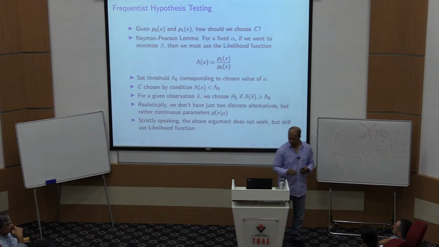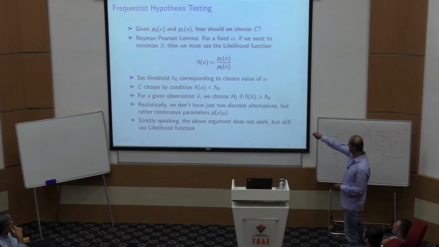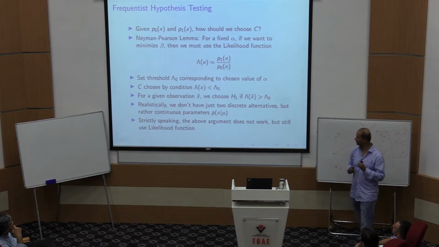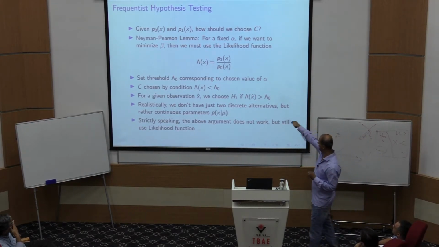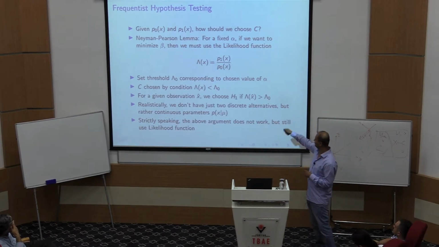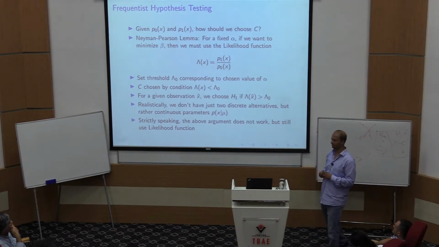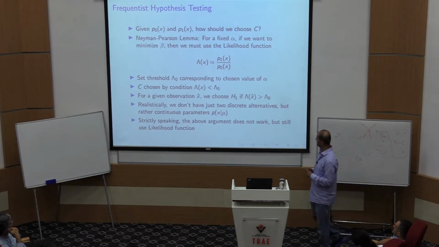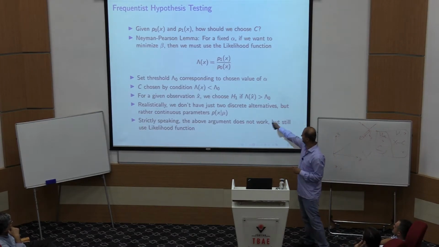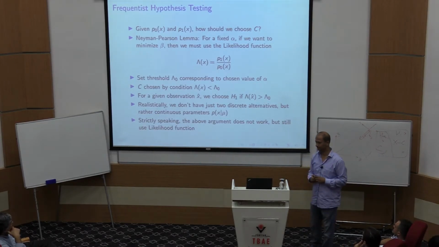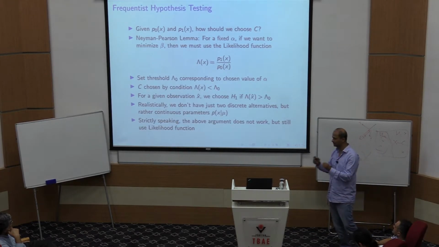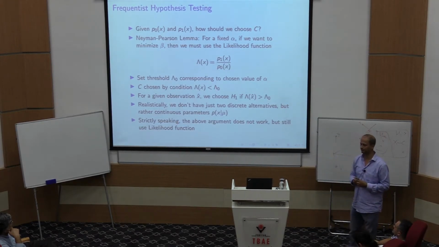So the fundamental result is the following. Given these distributions, the best way to choose this region C is the following. You look at the ratio P1 upon P0. You get this function lambda of X based on that ratio. It's called the likelihood ratio. Then given an observation, you get a value for this lambda. You choose a threshold on lambda for a given choice of the false alarm probability.